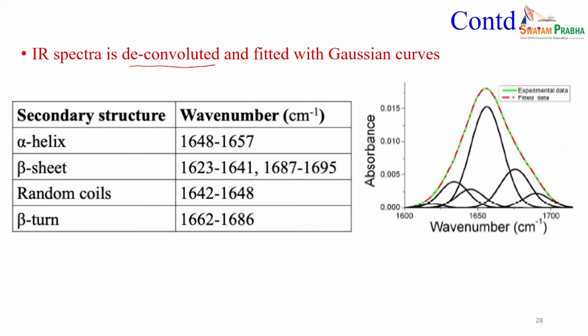So, we start with beta sheet, random coil, alpha helix, beta turn, again beta sheet. If you deconvolute, we get the peak area of the different peak positions. Then, depending on the relative peak area, we analyze the percentage of alpha helix, percentage of beta sheet, percentage of random coil and percentage of beta turn.